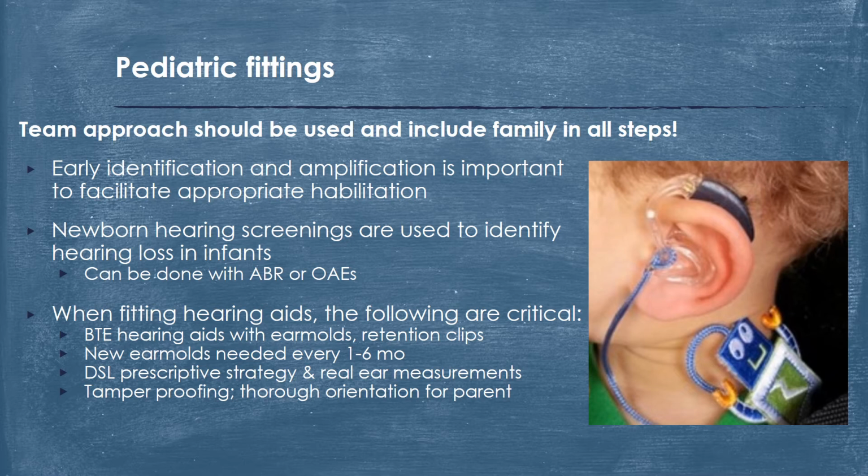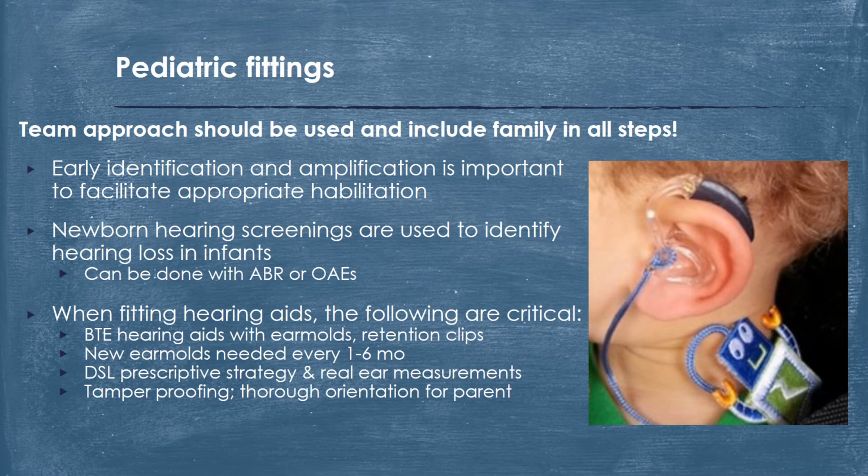Also, in young kids, we want to use the desired sensation level prescriptive strategy to determine how much gain they need in their hearing aid because it has the most evidence to support. So that's why we use it, because we want to do evidence-based practice, and DSL has the most evidence to support its use in children. We also want to do real ear measurements in children because, as I mentioned, they have tiny ear canals, and we don't want to provide too much amplification where it either hurts the child so they refuse to wear their hearing aid, or it damages their remaining hearing, neither of which we want to do.